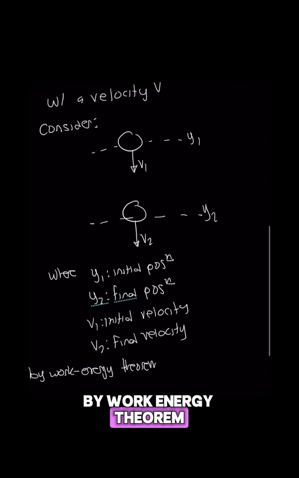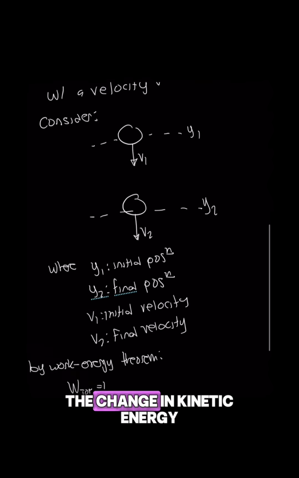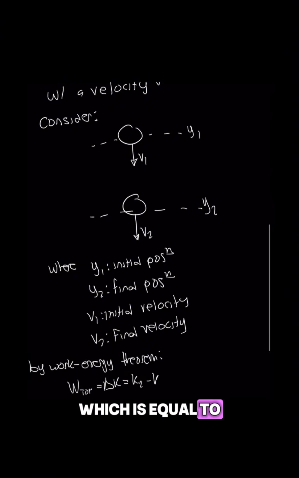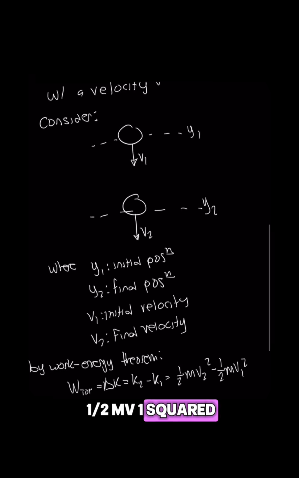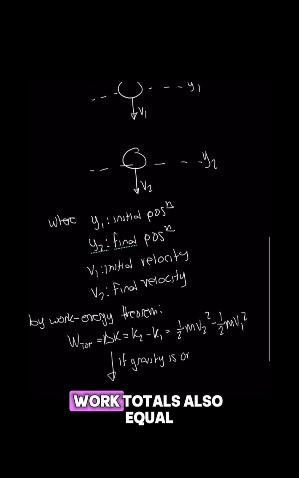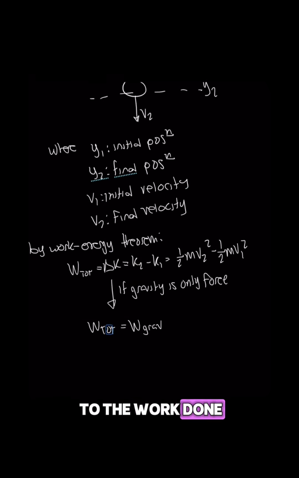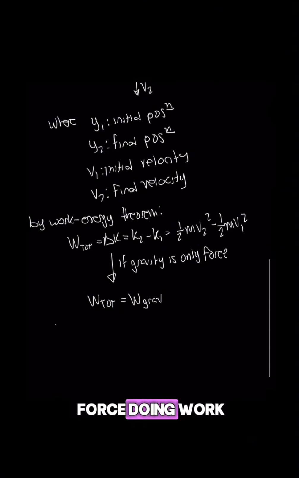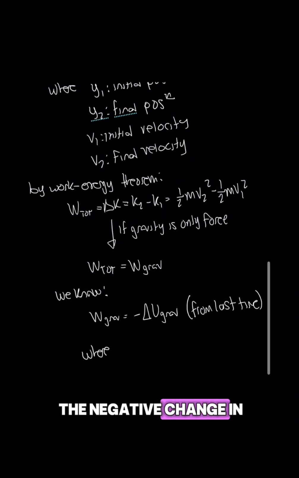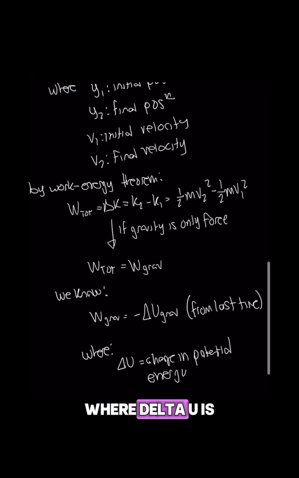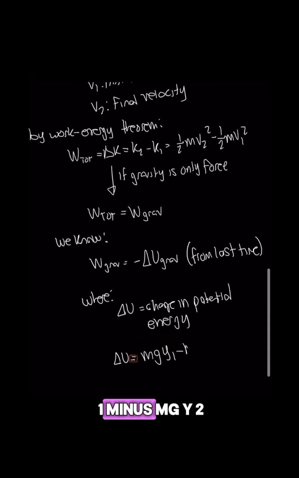By the work-energy theorem, the total work is going to be equal to the change in kinetic energy, which is equal to K2 minus K1, also equal to 1/2 m v2 squared minus 1/2 m v1 squared. If gravity is the only force, work total is also equal to the work done by gravity. Gravity is the only force doing work. We know from last time that work by gravity is equal to the negative change in gravitational potential energy, where delta U is equal to m g y1 minus m g y2.